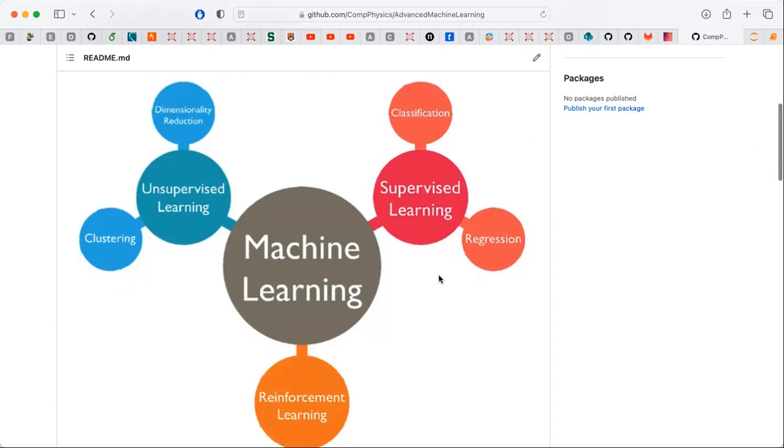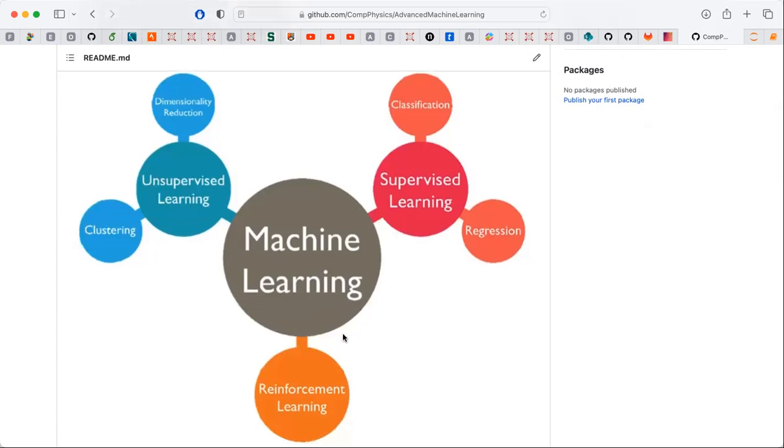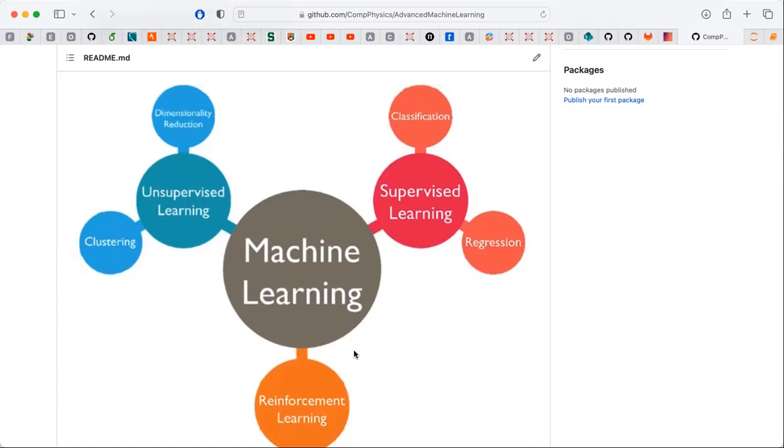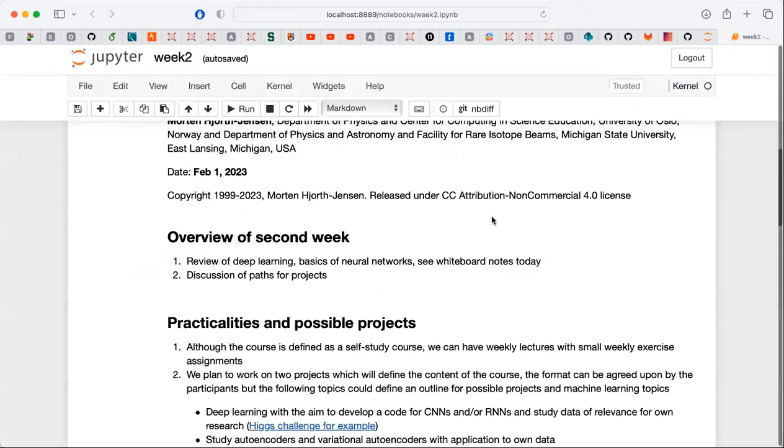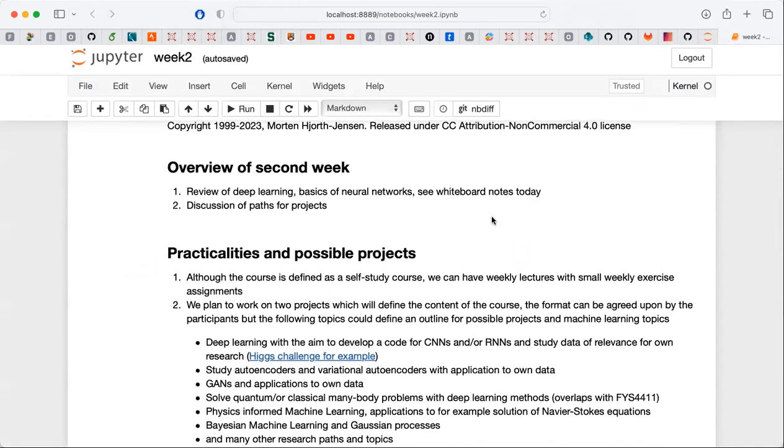So we will mainly, as I said, stay with unsupervised learning and also supervised learning. If we get time and if there is an interest, we could say something about reinforcement learning. But we will keep an eye on topics like dimensionality reduction, which is a very important topic when we are dealing with scientific problems in the physical sciences. But let's go back to the Jupyter Notebook for this week, or the slides.